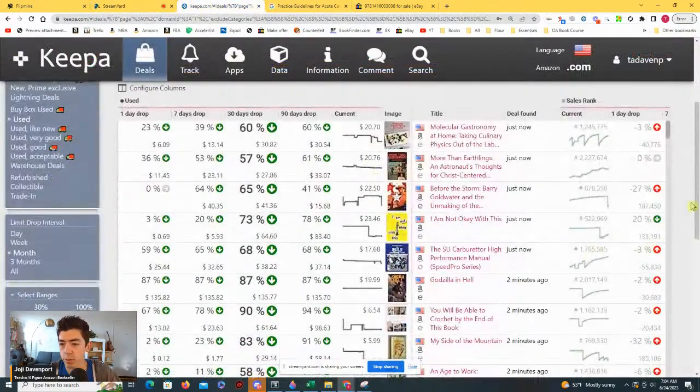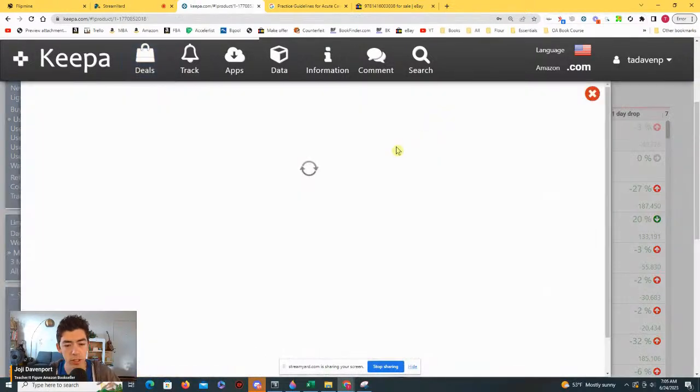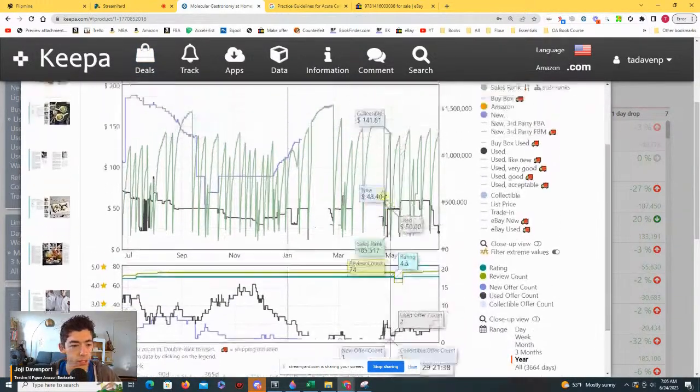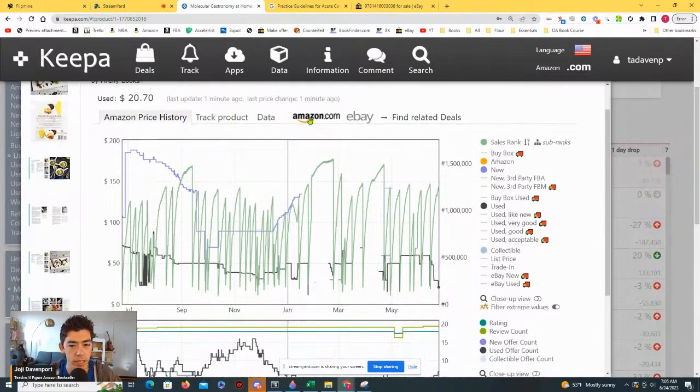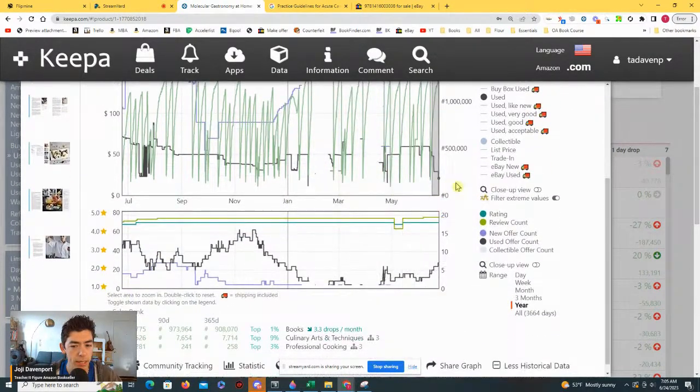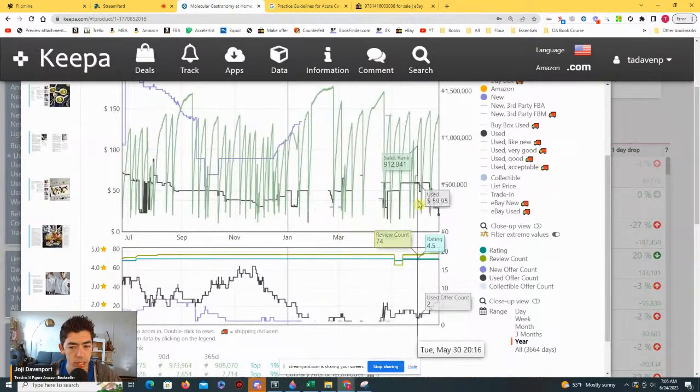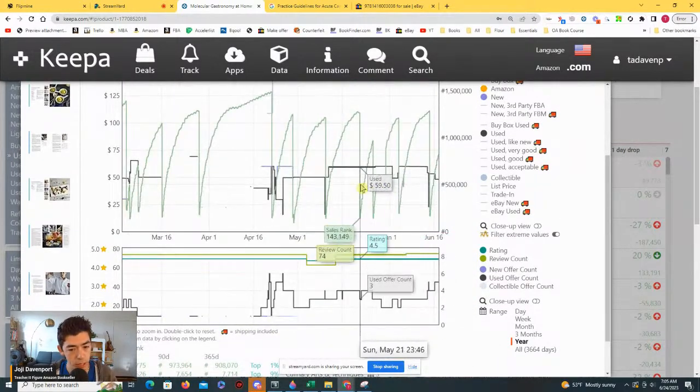All right, so we have these deals found just now. These are going to be the best deals to potentially look at. This looks pretty decent already. Okay, this is a book, Molecular Gastronomy at Home: Taking Culinary Physics Out of the Lab and Into Your Kitchen. This is something that I probably would buy here. You can see the most recent sales rank drops are right around 60.